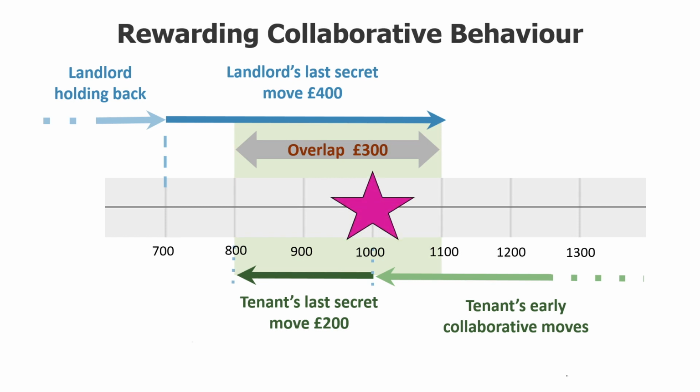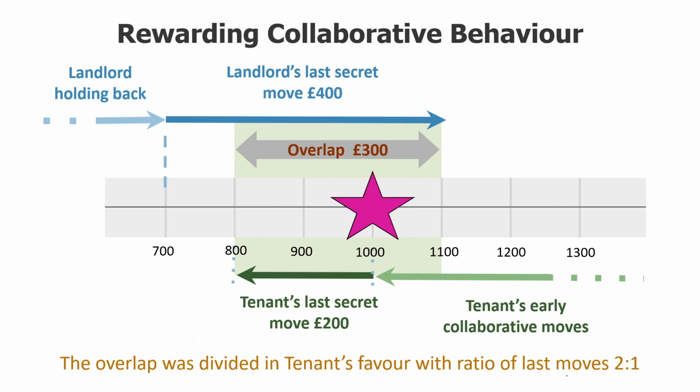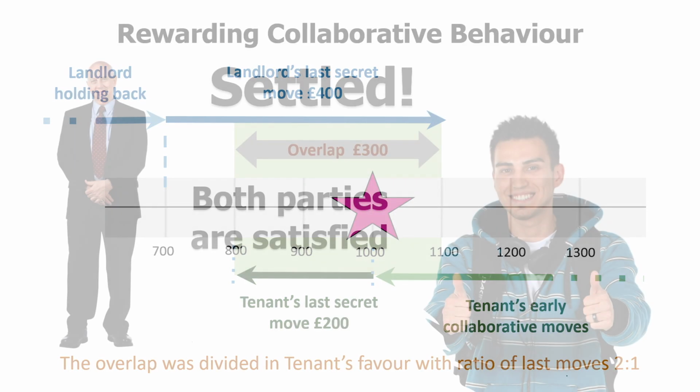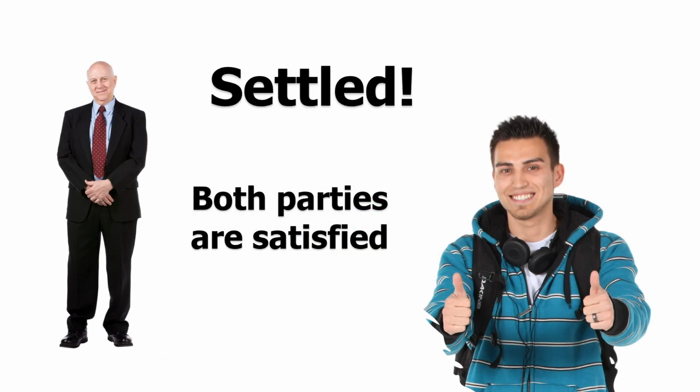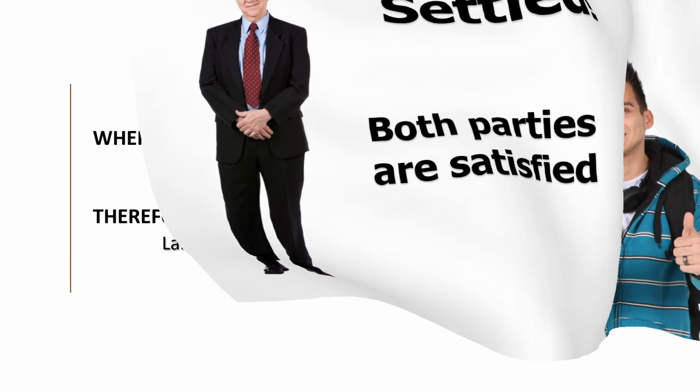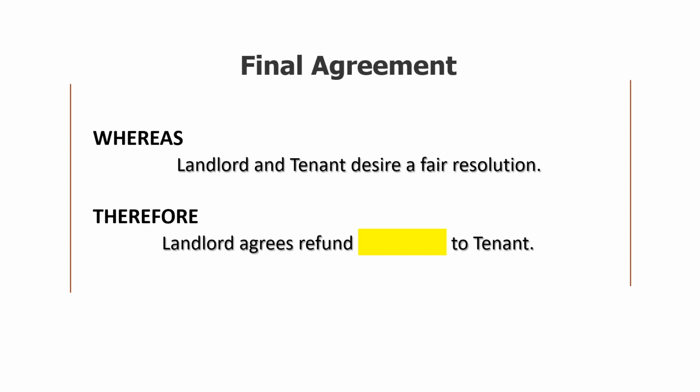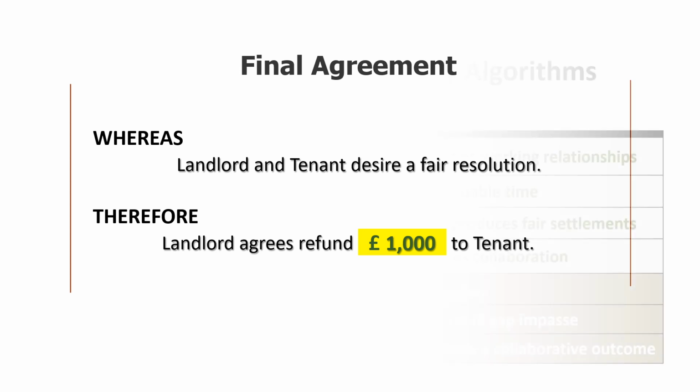Smartsettle ONE's algorithm awarded a greater portion of the overlap to tenant. Both parties are well aware of how the system rewards collaboration, but neither one knows what the overlap was or how it was split. But they are both pleased that the outcome was better than they were willing to settle for. The final agreement is created by inserting the agreed refund value into the single negotiating framework. It is provided as a certified PDF document for both parties.